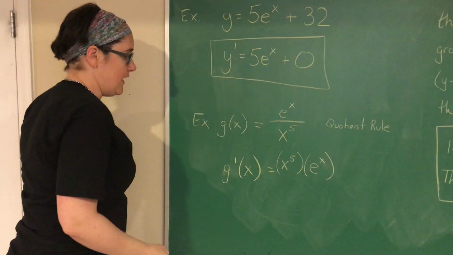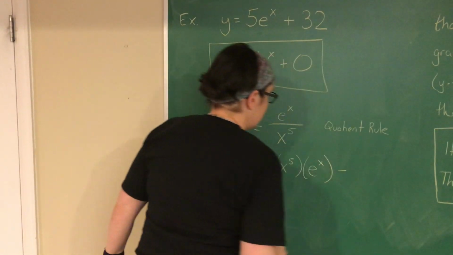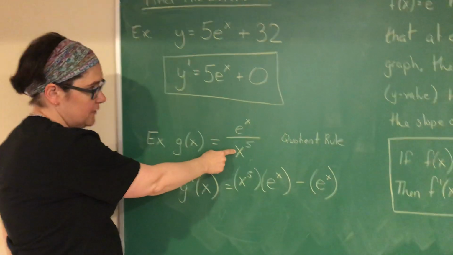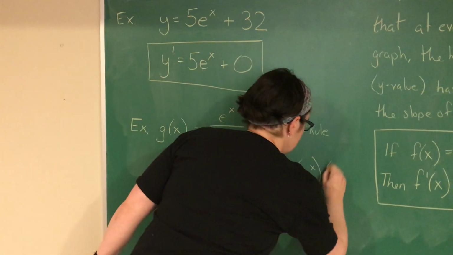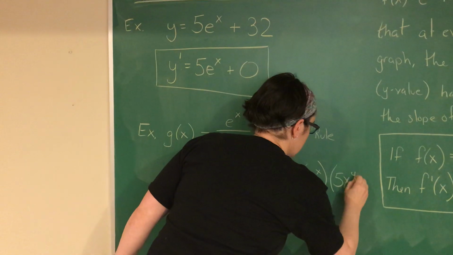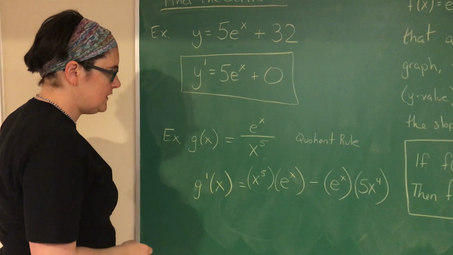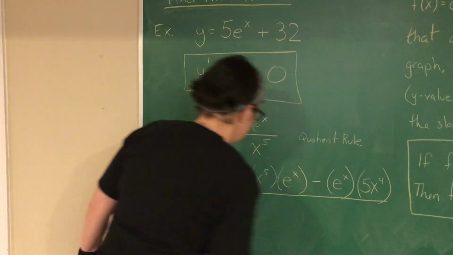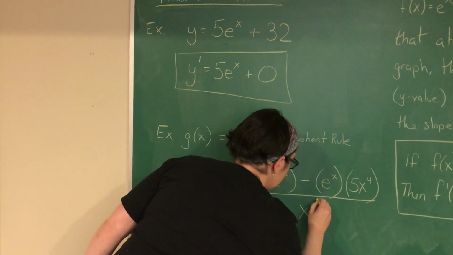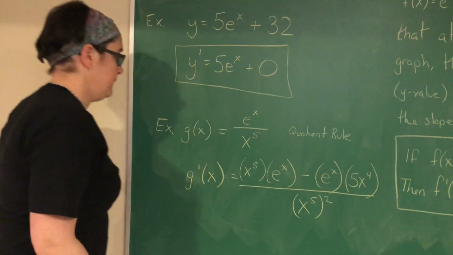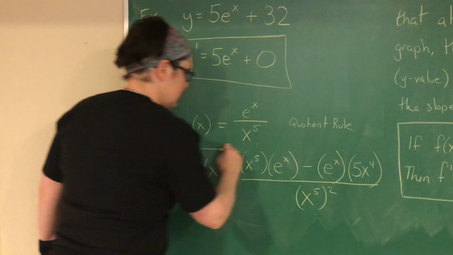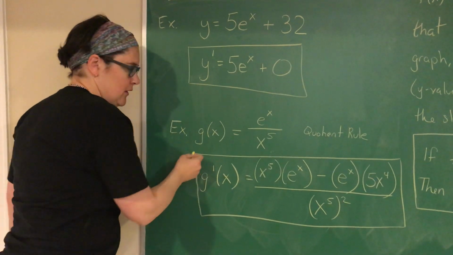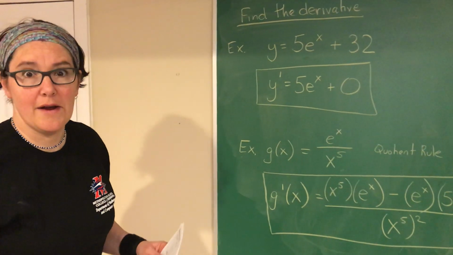So low d high minus high, e to the x, d low. The derivative of x to the fifth is 5x to the fourth. So we have low d high minus high d low. Draw the line and square below. So we have x to the fifth squared. So there is our derivative. If you are super excited about that derivative, you might want to clean it up, but it's certainly not required.